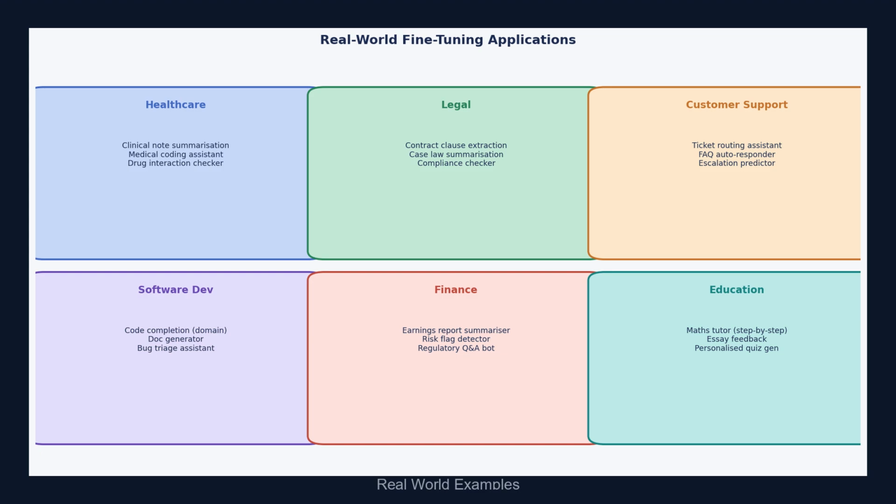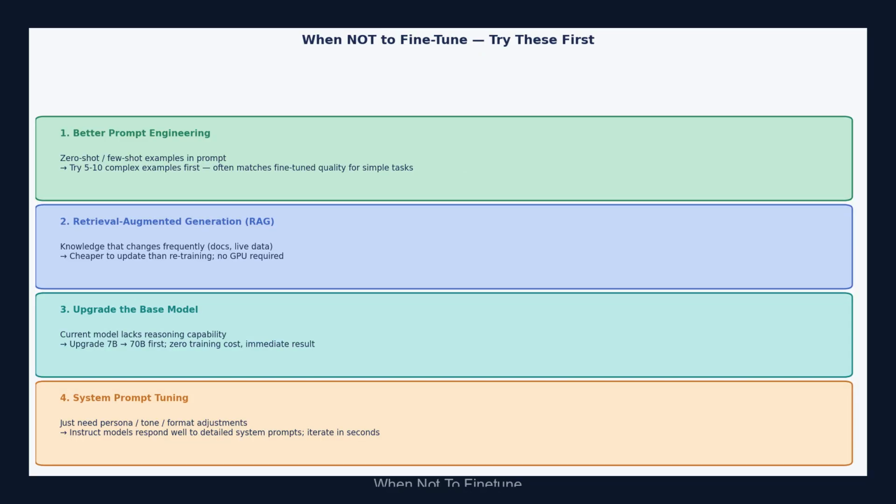The common thread is that each application requires the model to operate with a level of domain specificity that general prompting can't reliably deliver. Before you commit to fine-tuning, this framework gives you 4 checkpoints to work through. First, can better prompt engineering solve this? Zero-shot and few-shot examples handle a surprising range of tasks, and they cost nothing to iterate. Second, is this a dynamic data problem? If the information changes frequently, RAG is almost always the right answer. It's cheaper to update and doesn't require GPU time.